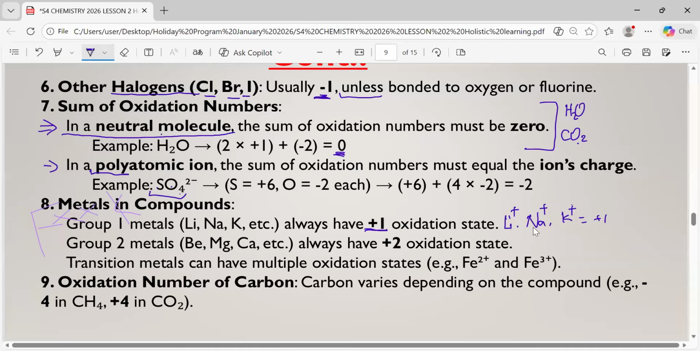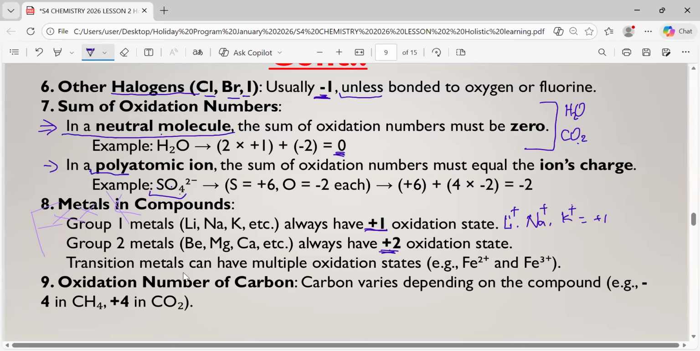Yes. Go to group 2 metals. Group 2 metals, for example beryllium, magnesium, calcium, etc., always have +2 oxidation state. Do you know where the +2 is also coming from? Yes, it comes from the charge that it gets from its group. So it's still the same case as group 1 metals. Okay. Continue.